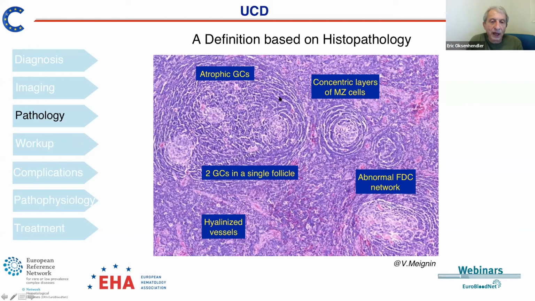Probably the most important are the lesions of the germinal centers. You have atrophic germinal centers, sometimes with 2 or even 3 germinal centers in a single follicle. And then you have these well-known concentric layers of mantle zone cells, providing the so-called onion skin feature. And then you have the abnormal follicular dendritic cell network. And finally, but this is a very important point in the diagnosis, the vascular lesions with hyalinized vessels.